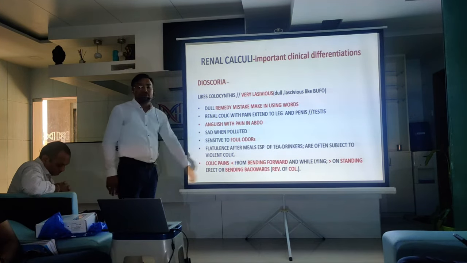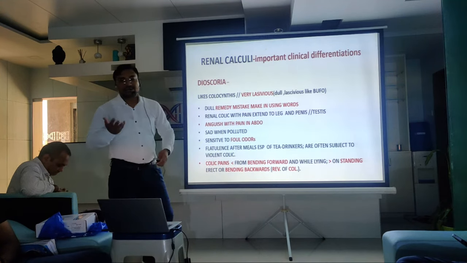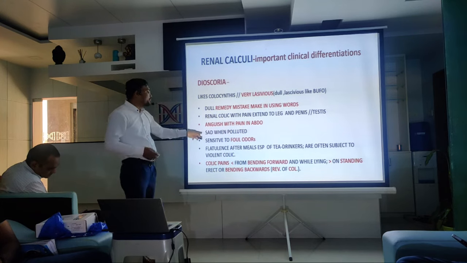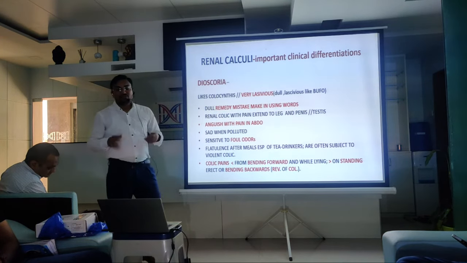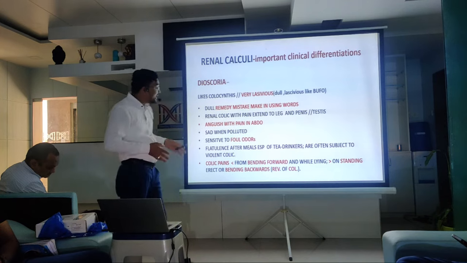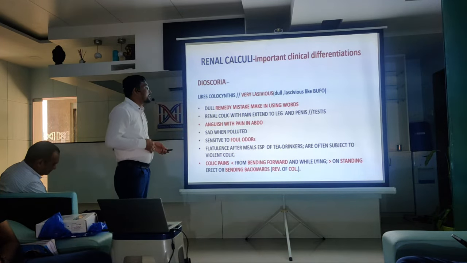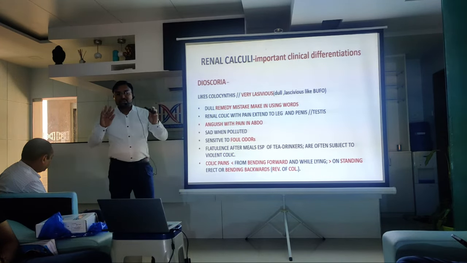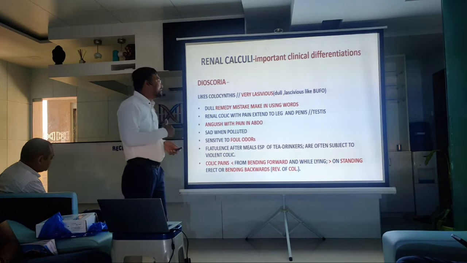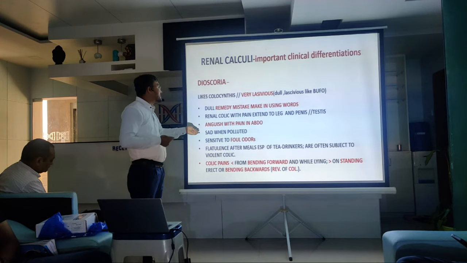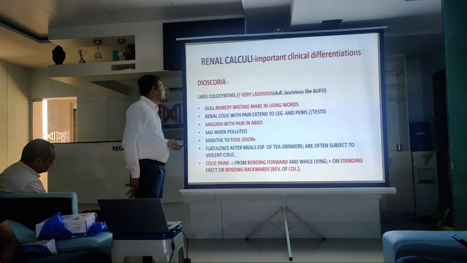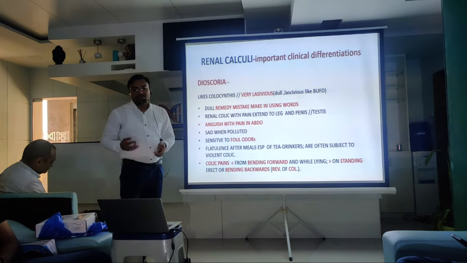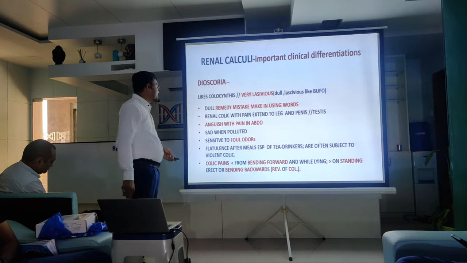Anguish with pain in abdomen. Now this anguish is caused as a reaction. Sad when polluted. This is autoimmunity, you have to understand. I am also understanding this as a Dioscorea. Sad when polluted. Right? Psychosis. Right? Polluted sex is psychosis. So anything which is sexual integrity, which is polluted, makes the person sad, you can think of Dioscorea. Sensitive to foul odors. They just cannot tolerate this.